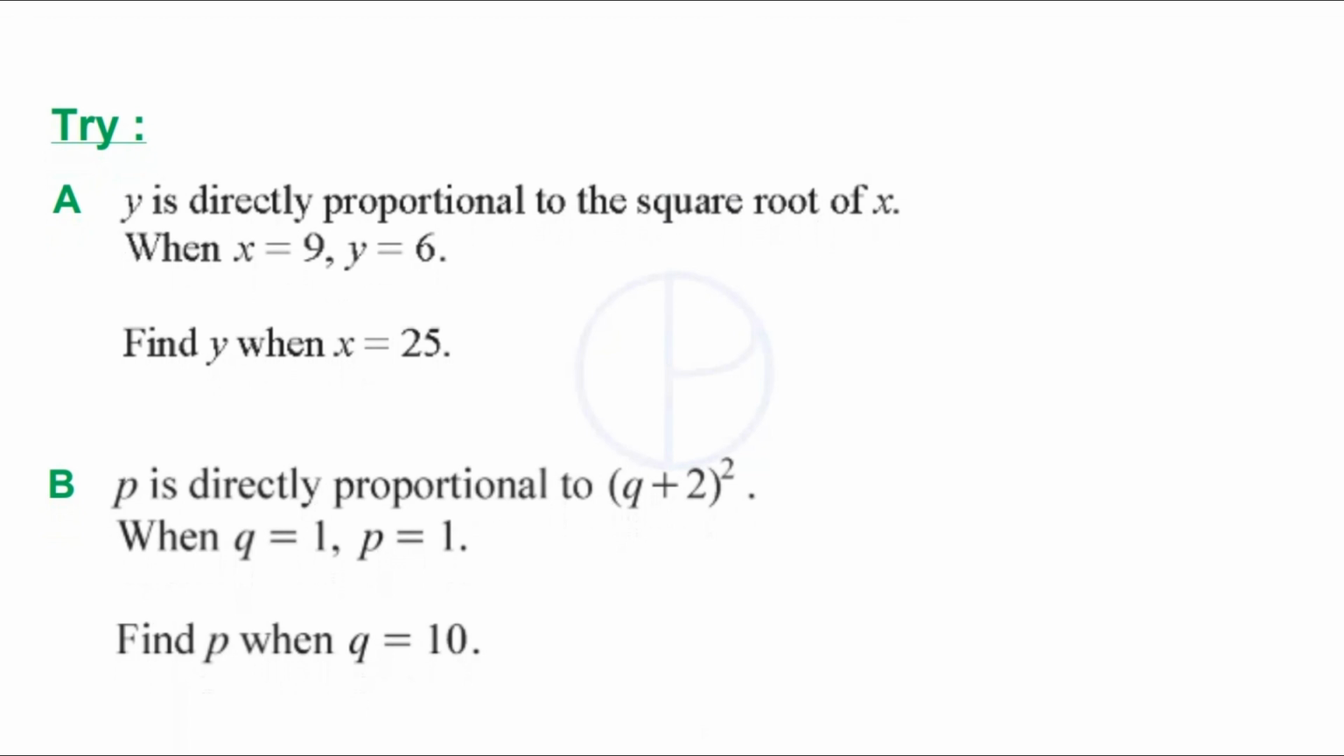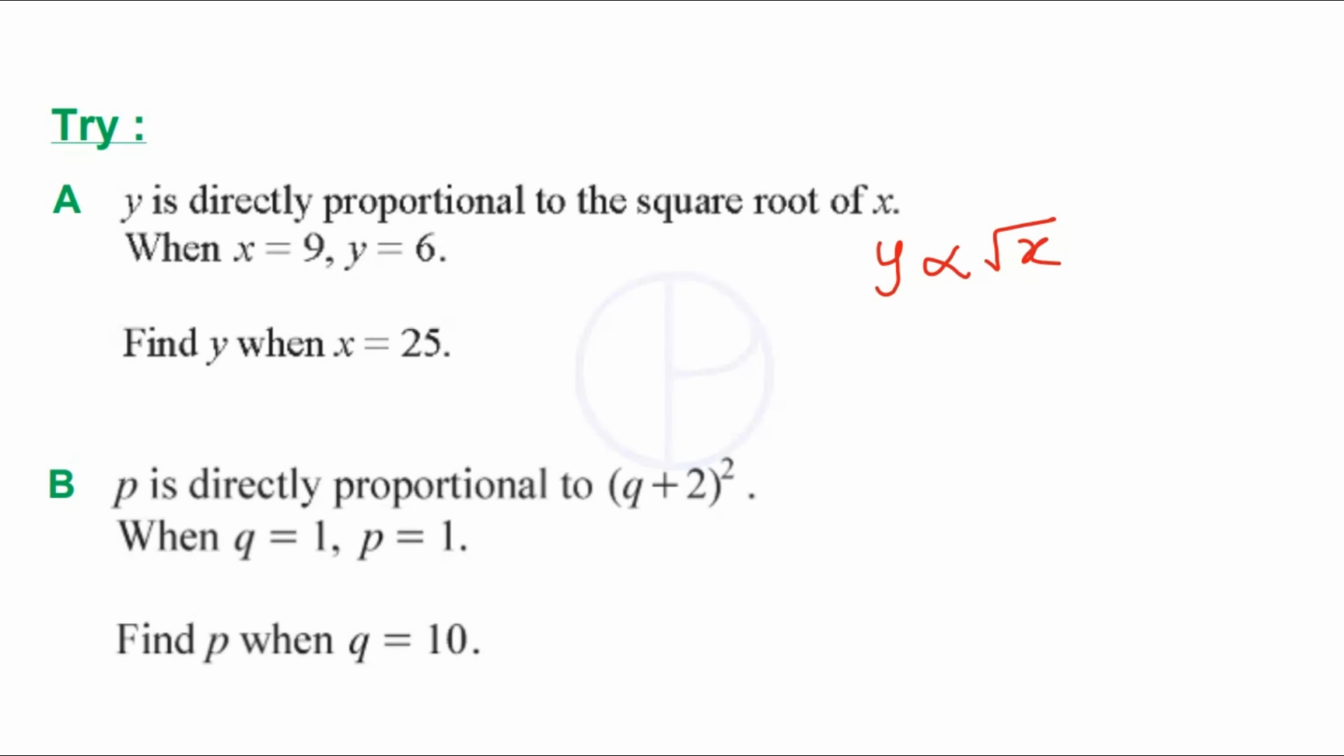Similarly, you can try these two questions. y is directly proportional to the square root of x. Okay. So how to write y is proportional to square root of x? Then y is equal to k times square root of x. Substitute the x and y values so that you will get the k value. By substituting the k value in the derived formula, you can find the value of y when x is 25. Okay. So try this question and share your answer in the comment section.